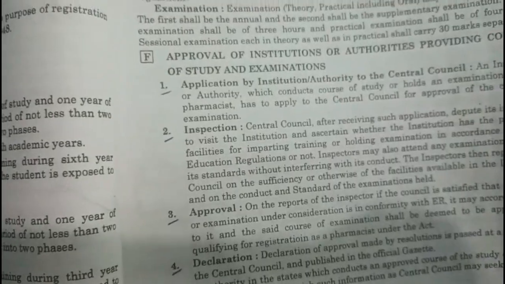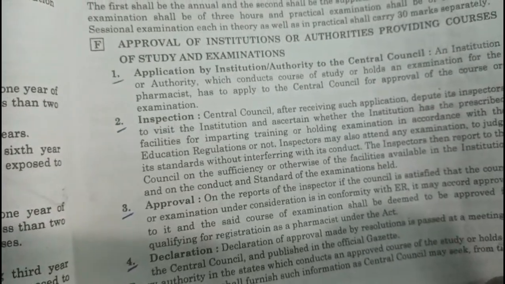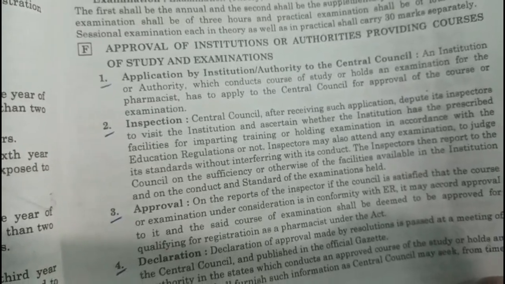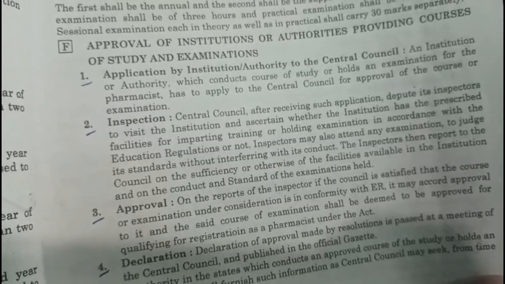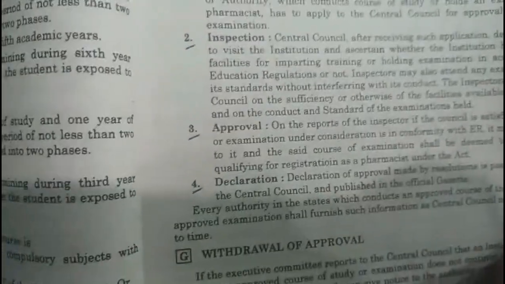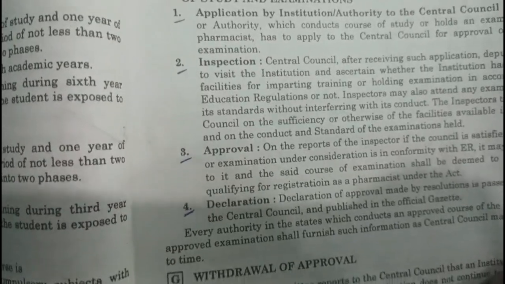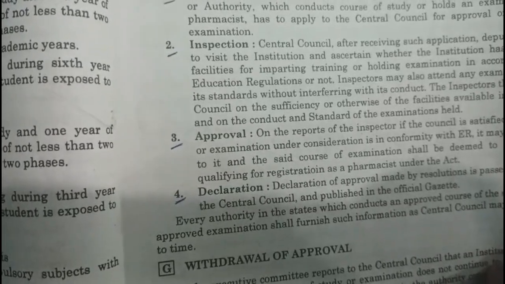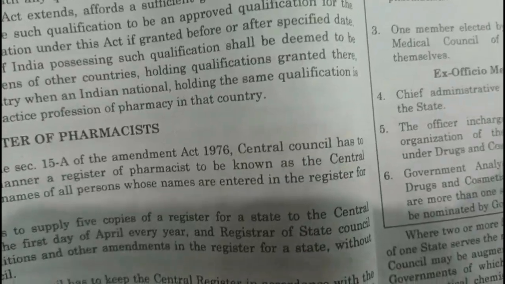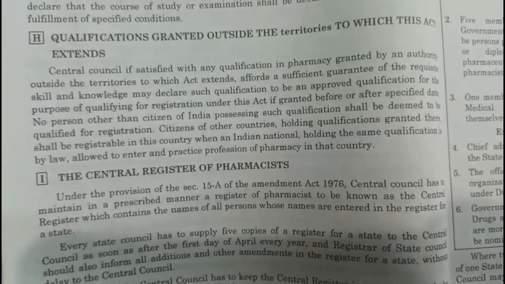Another question may come: give a brief note on the procedure of approval of institutes or authorities providing courses of study and examination. And next is: give a brief note on withdrawal of approval. Here you have to know the points related to the withdrawal, in which circumstances the approval can be withdrawn.